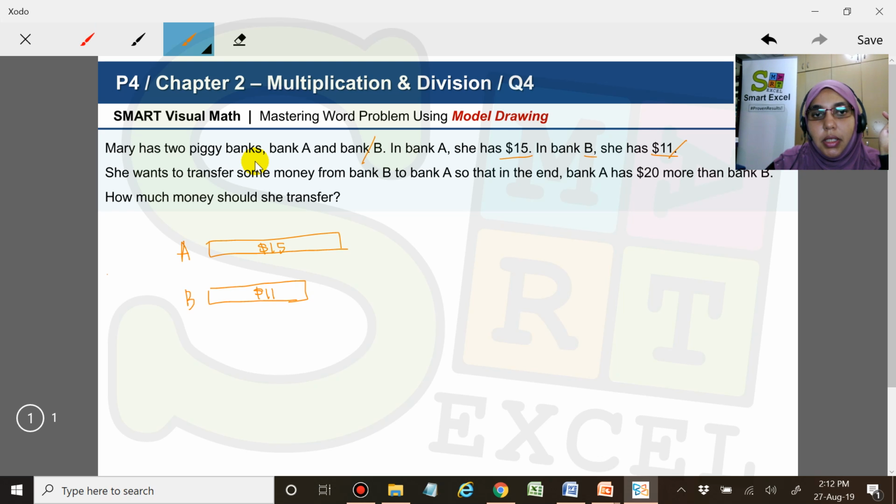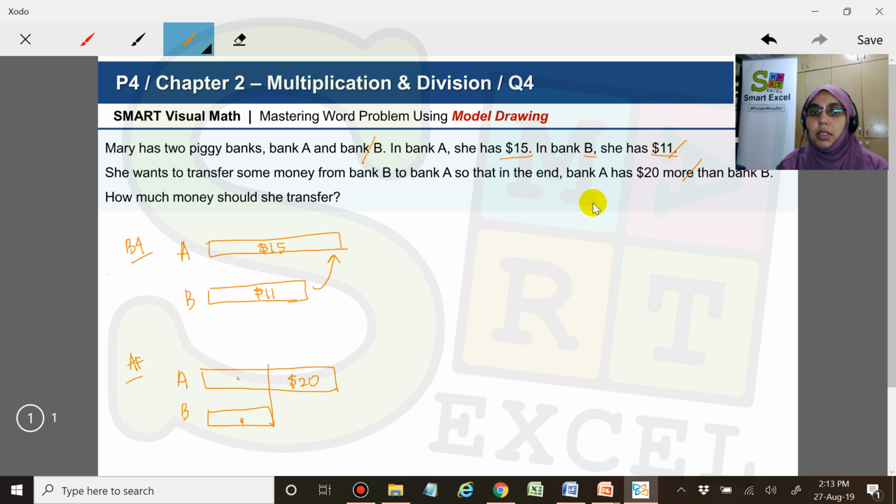She wants to transfer some money from Bank B to Bank A. In the end, Bank A has 20 more than Bank B, so there will be another model. From here we know there's a before and after model. In the end, Bank A will have 20 more than Bank B, and we know this and these are equal. They asked you how much is the transfer.